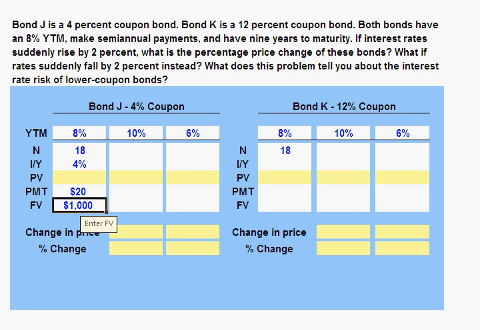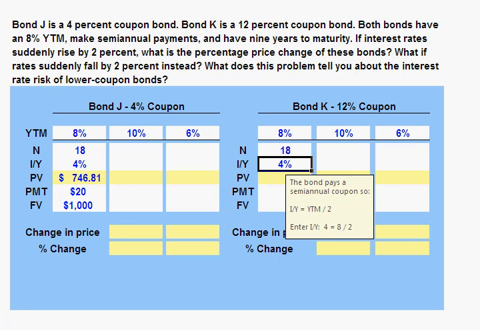The face value of $1,000 is entered as the future value of the bond, and we can solve for the bond's price. Bond J sells for a discount since its coupon is below the yield to maturity. The price of bond J is $746.81. For bond K, we've got a 12% coupon and an 8% interest rate.